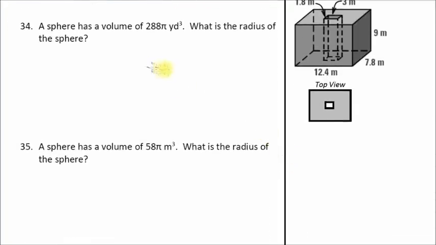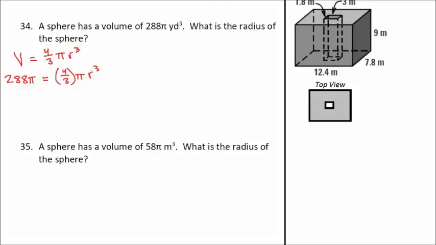A sphere has a volume of 288 pi yards cubed. What is the radius of the sphere? Same strategy, class. We're given the volume, so we're going to write the volume formula for a sphere. Volume formula is 4/3 pi r cubed. We know that the volume is 288 pi. I'm going to go ahead and write this like I would have put it in my calculator. This is pi, and I just said r cubed, and then I wrote r squared. Very common. R cubed, and then this is going to be r cubed.